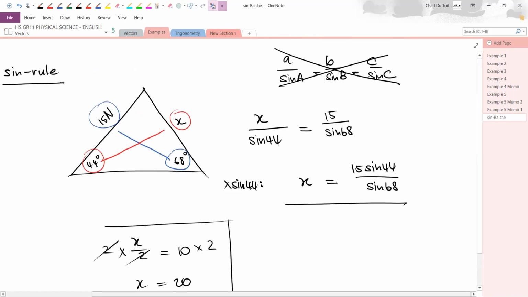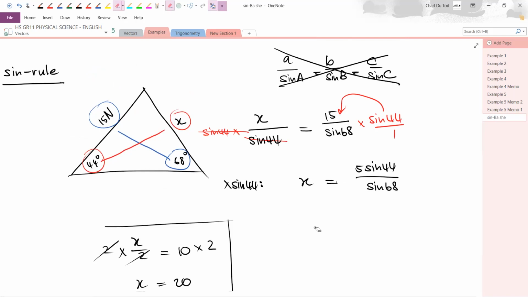This is exactly what I did here. I multiplied both sides with Syn 44. And you can think of it as Syn 44 on 1. So they cancel. And then the Syn 44 jumps on top there. I'm pretty sure you can do that. Now, just type that in your calculator as is. No second functions, because I don't want angles. I have angles. So it's 15 Syn 44. Just close your bracket. 15 Syn 44 over the Syn 68.